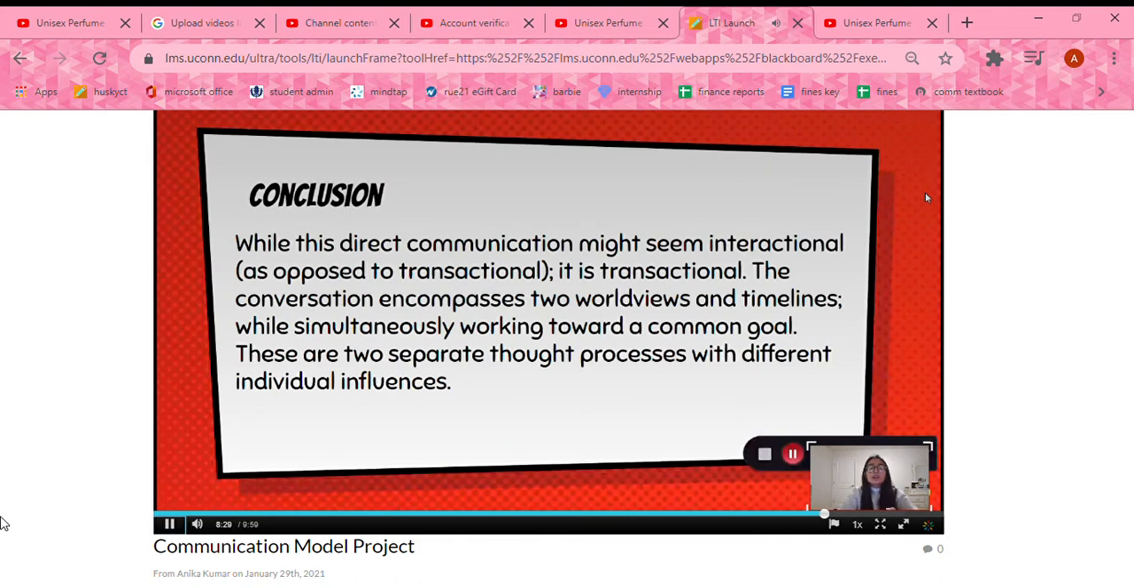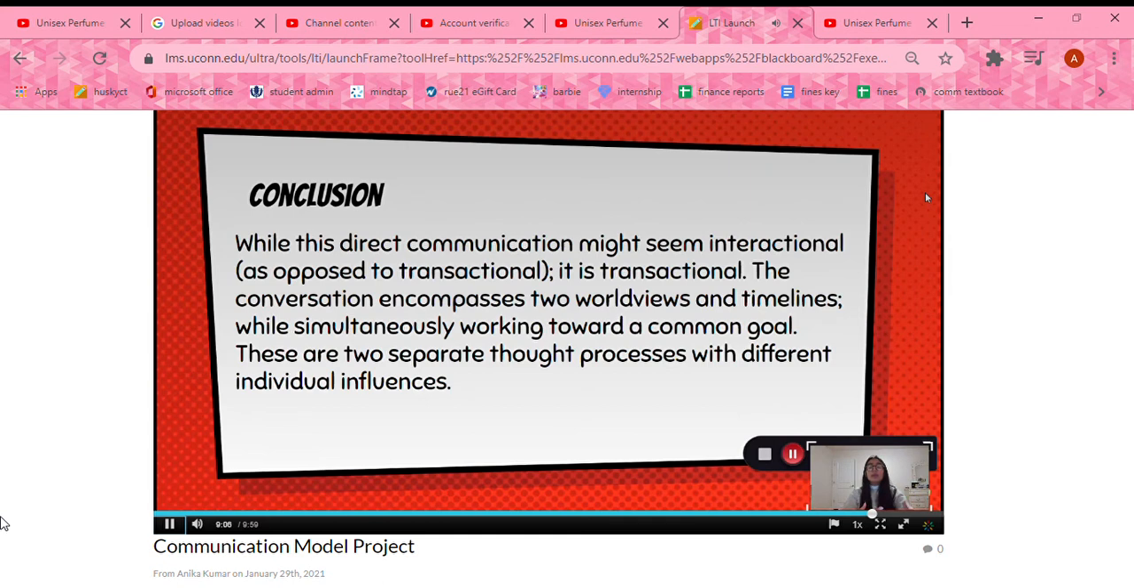So our conclusion is that while this direct communication might seem interactional as opposed to transactional, it truly is transactional. As I kind of mentioned previously, the difference between interactional and transactional is that interactional is just sort of an exchange between two parties of just basic information. But when you really dig deep down into what's happening in this communication, it ultimately encompasses two worldviews and timelines while simultaneously working toward a common goal.